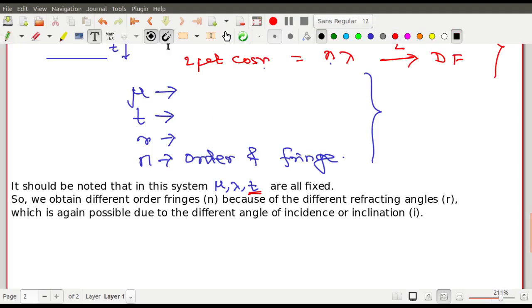So we should write it in this way. Fringes are produced due to the superposition of the rays which are equally inclined to the normal. These fringes are called fringes of equal inclination.